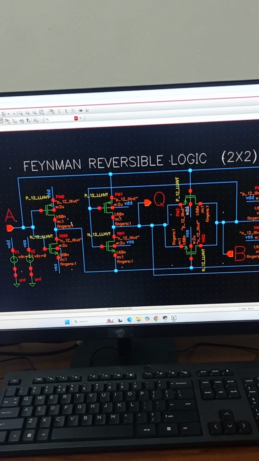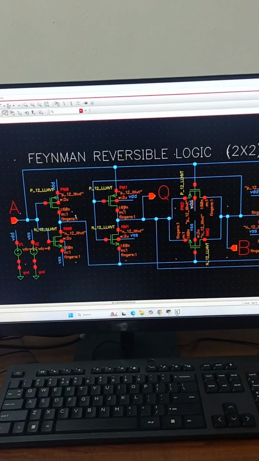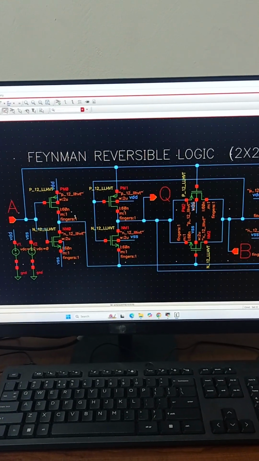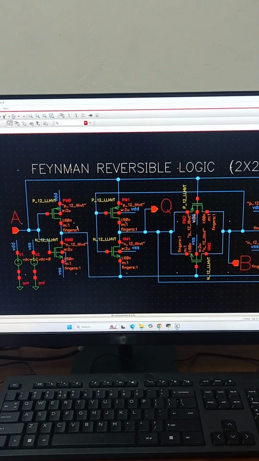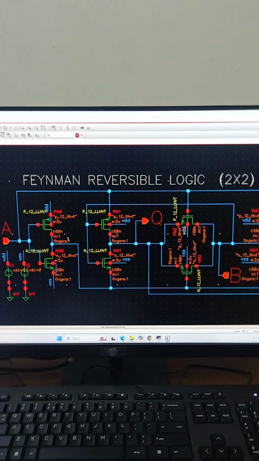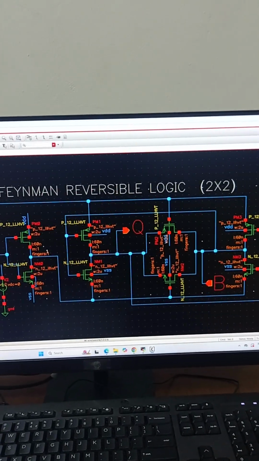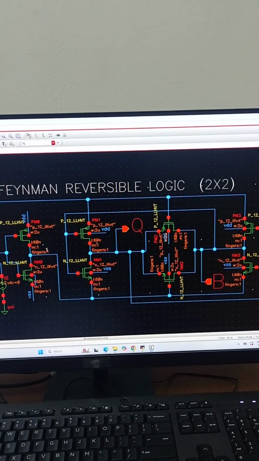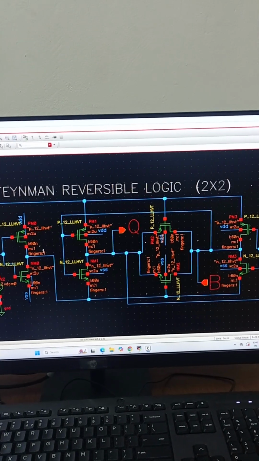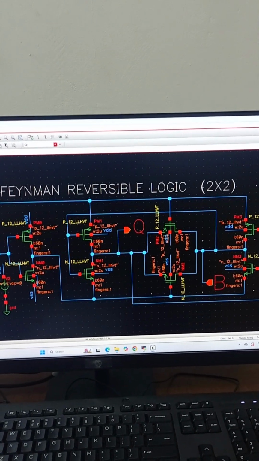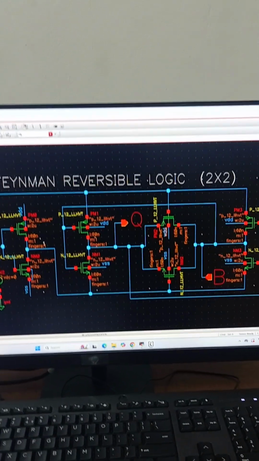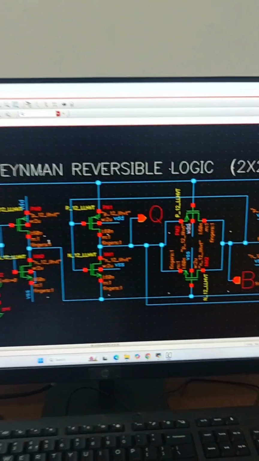In traditional non-reversible logic gates like AND, OR, information is lost. We cannot uniquely determine the inputs from the outputs. Reversible logic avoids this by ensuring that no information is lost and we can always determine the exact inputs from the outputs. So this is a Feynman reversible logic gate.